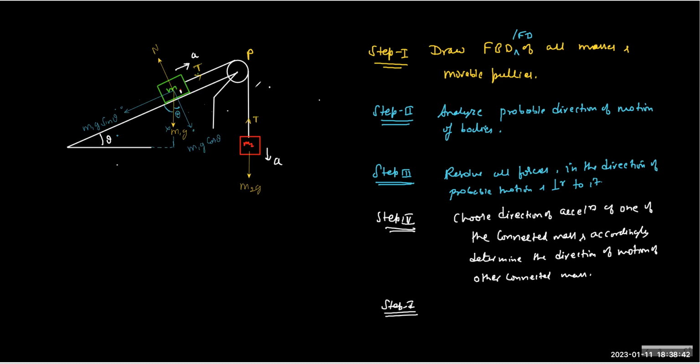So the acceleration of M2 and M1 both will be A in value, but in different direction, of course. Do you realize this part? A and A are the same.